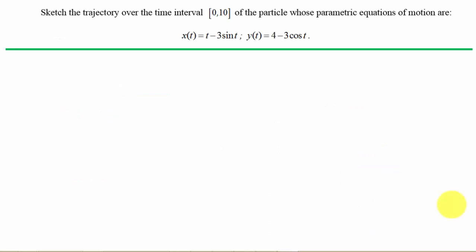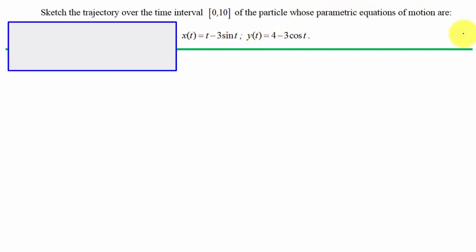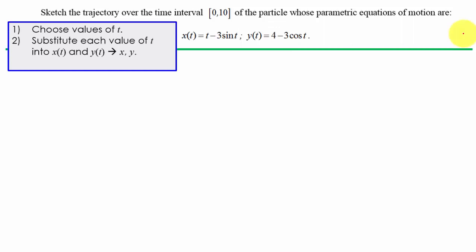Let's try this. Sketch the trajectory over the time interval from 0 to 10 of the particle whose parametric equations of motion are given as follows. One way to sketch the trajectory is to choose values of t and then substitute these values of t into our parametric equation to give us our set of values of x and y. We can then use this set of values of x and y to plot our graph.